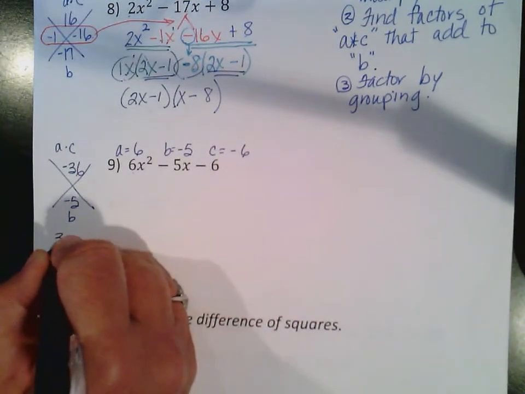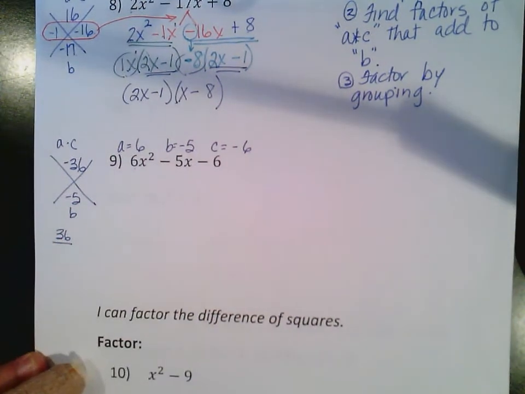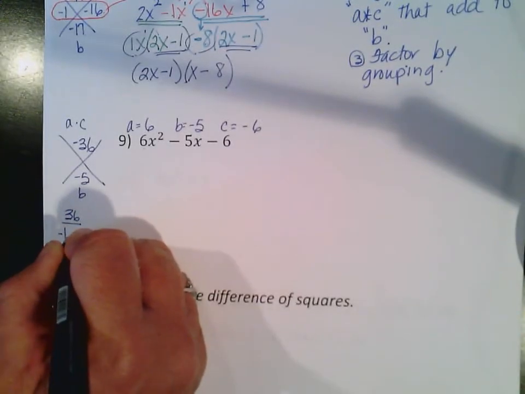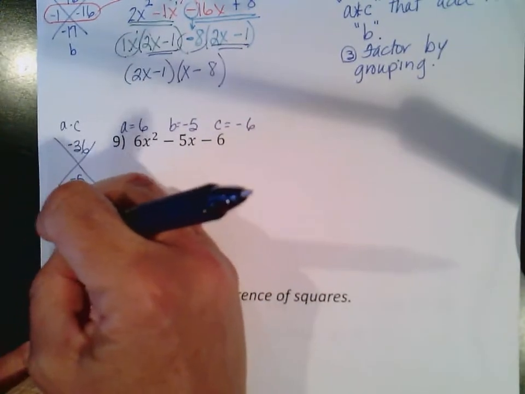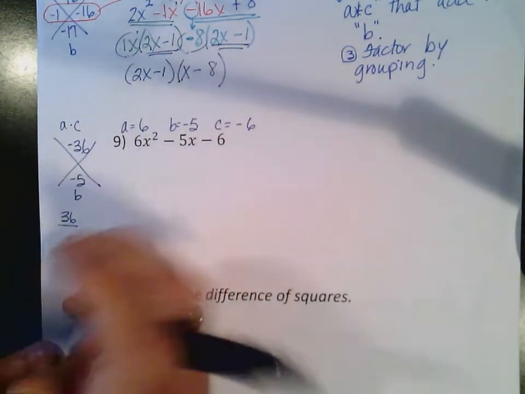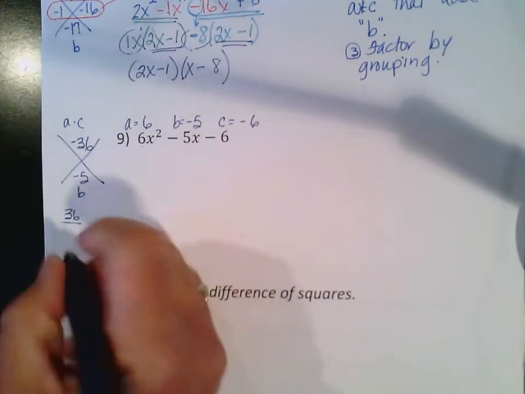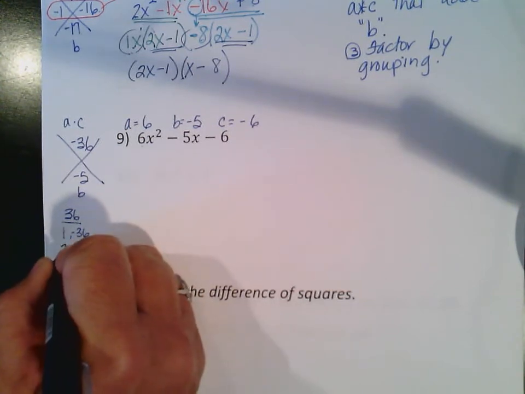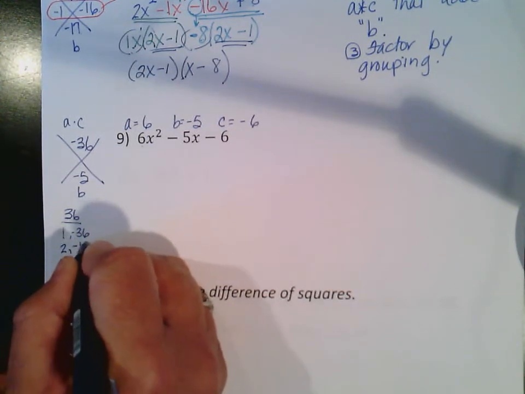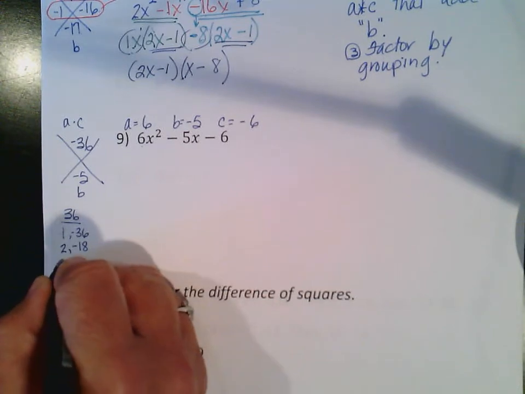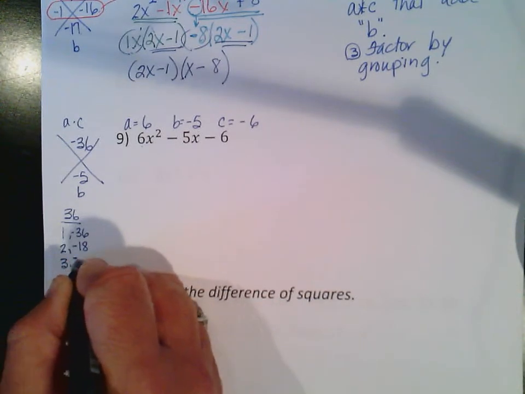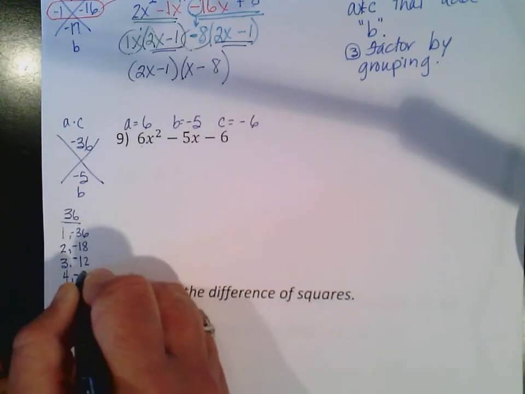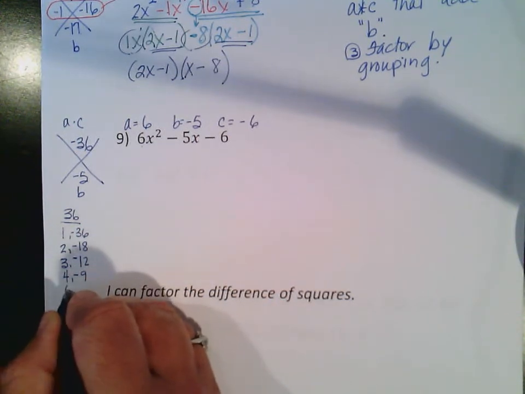And if you can't think off the top of your head what those factors are, just start listing them. Since this is negative, that means the larger factor has to be negative. So 1 and negative 36. 2 goes into 36 18 times, so 2 and negative 18. 3 goes in there 12 times, so 3 and negative 12. 4 goes in there 9 times, so 4 and negative 9. And then we'd have 6 and negative 6.